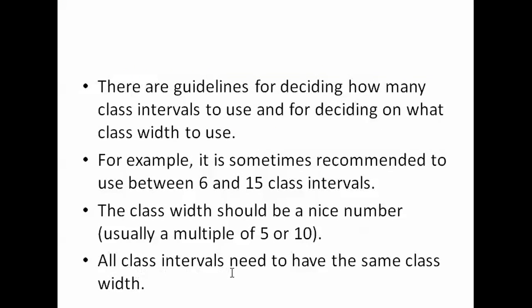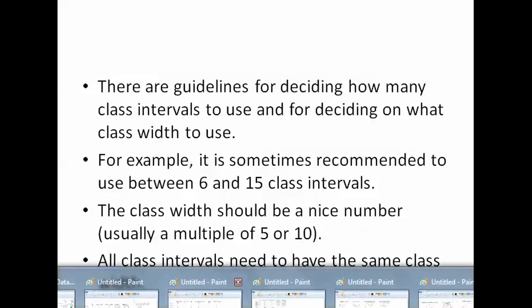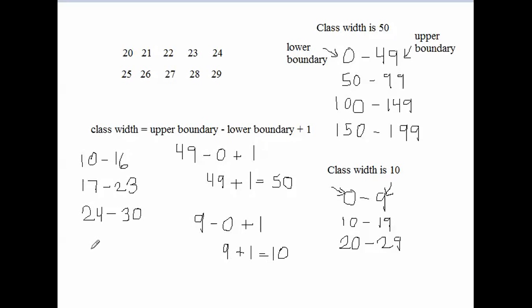Also, all of the intervals need to have the same class width. So you wouldn't be allowed to make a table like this where you have 10 to 19 as the first interval, and then 20 to 49 as the next interval, and then 50 to 99 as the next one. This wouldn't be allowed because the intervals have different widths, and the rule is that all intervals have to have the same class width, so this is not allowed.